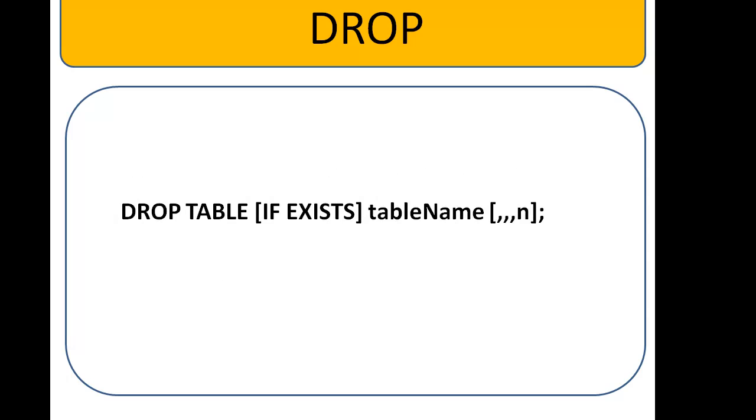So this is the syntax for the drop statement. Here we consider only tables. So drop table, if exists is optional, then the table name. We can drop multiple tables in a single statement, and we can add the if exists condition in this statement. Drop only if this table exists. It means if the table exists, it will be dropped, otherwise it won't drop.